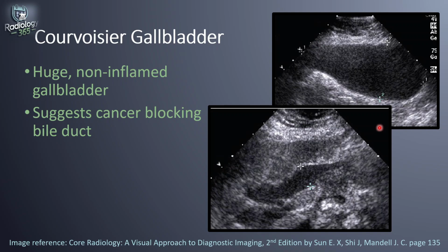So this first image is a sagittal ultrasound of the gallbladder, and it demonstrates a massively distended gallbladder. The common bile duct here seen in this image is also distended due to chronic malignant obstruction.